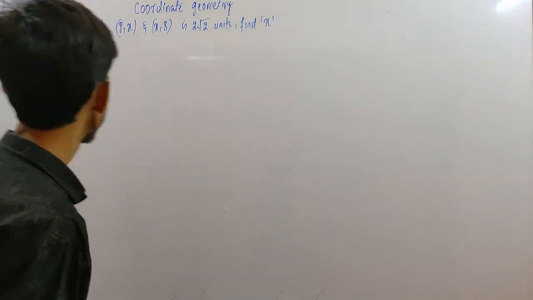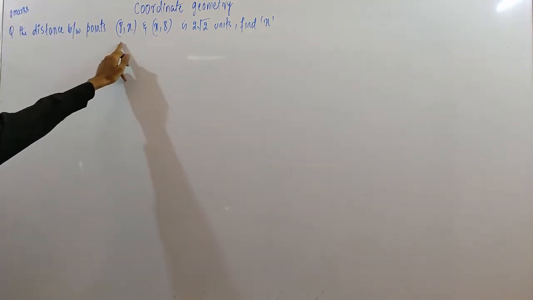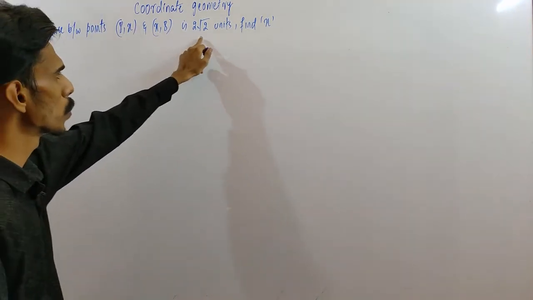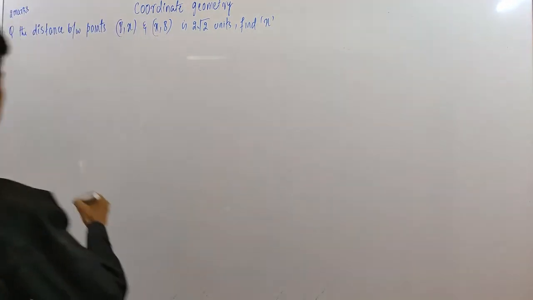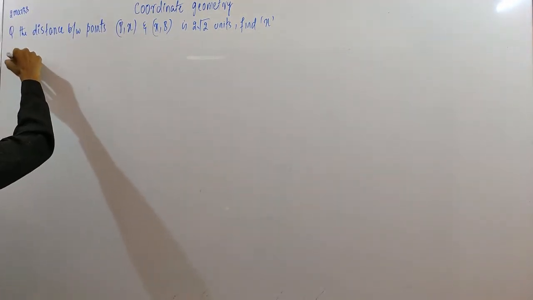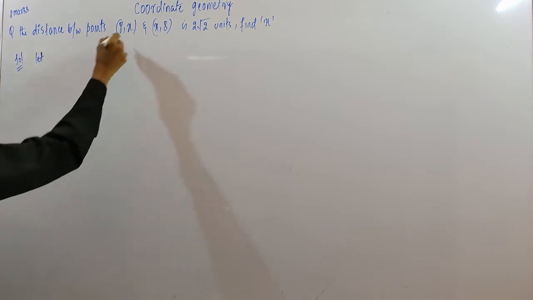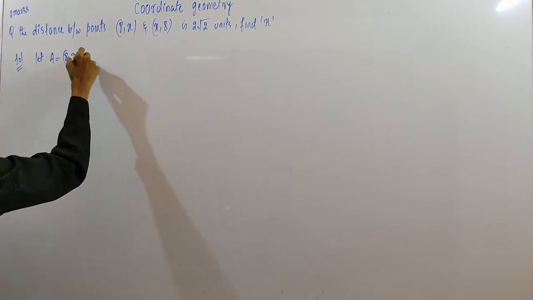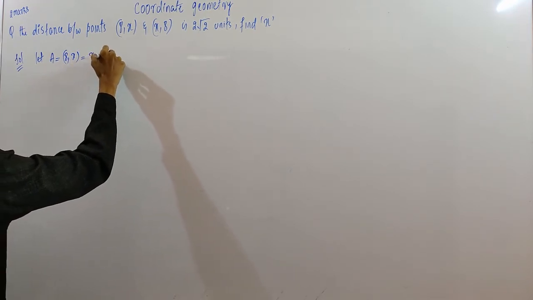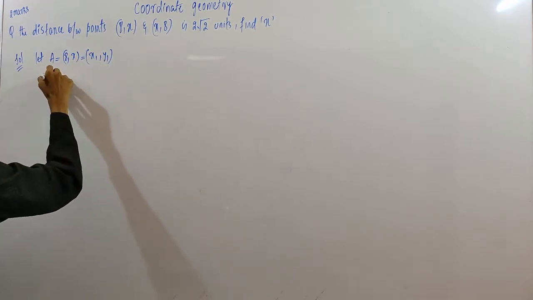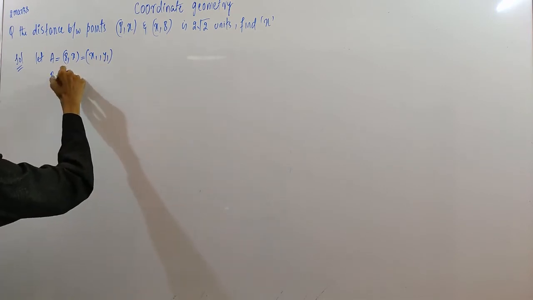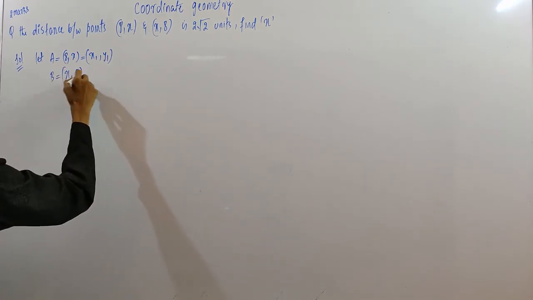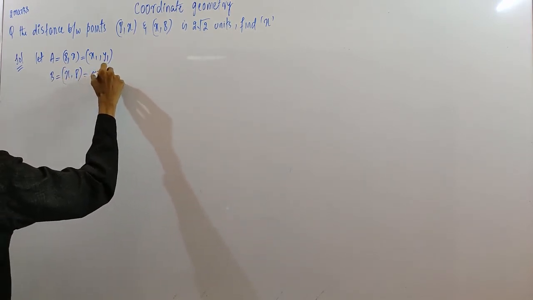Now let us solve this question. The distance between points 8, x and x, 8 is 2 root 2 units. Find x. Let the first point be A equals 8, x, that is x1, y1. Similarly, take the second point B, x, 8, that is x2, y2.